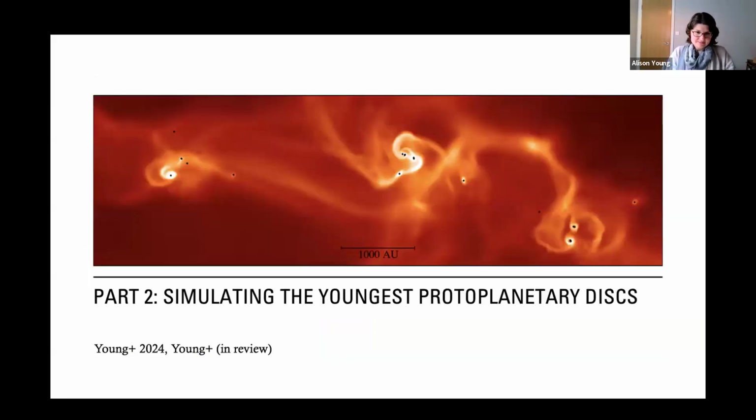Part two then. So next we're going to move from probably a slightly older T Tauri disk to thinking about the very youngest disks, what they're like soon after they formed.